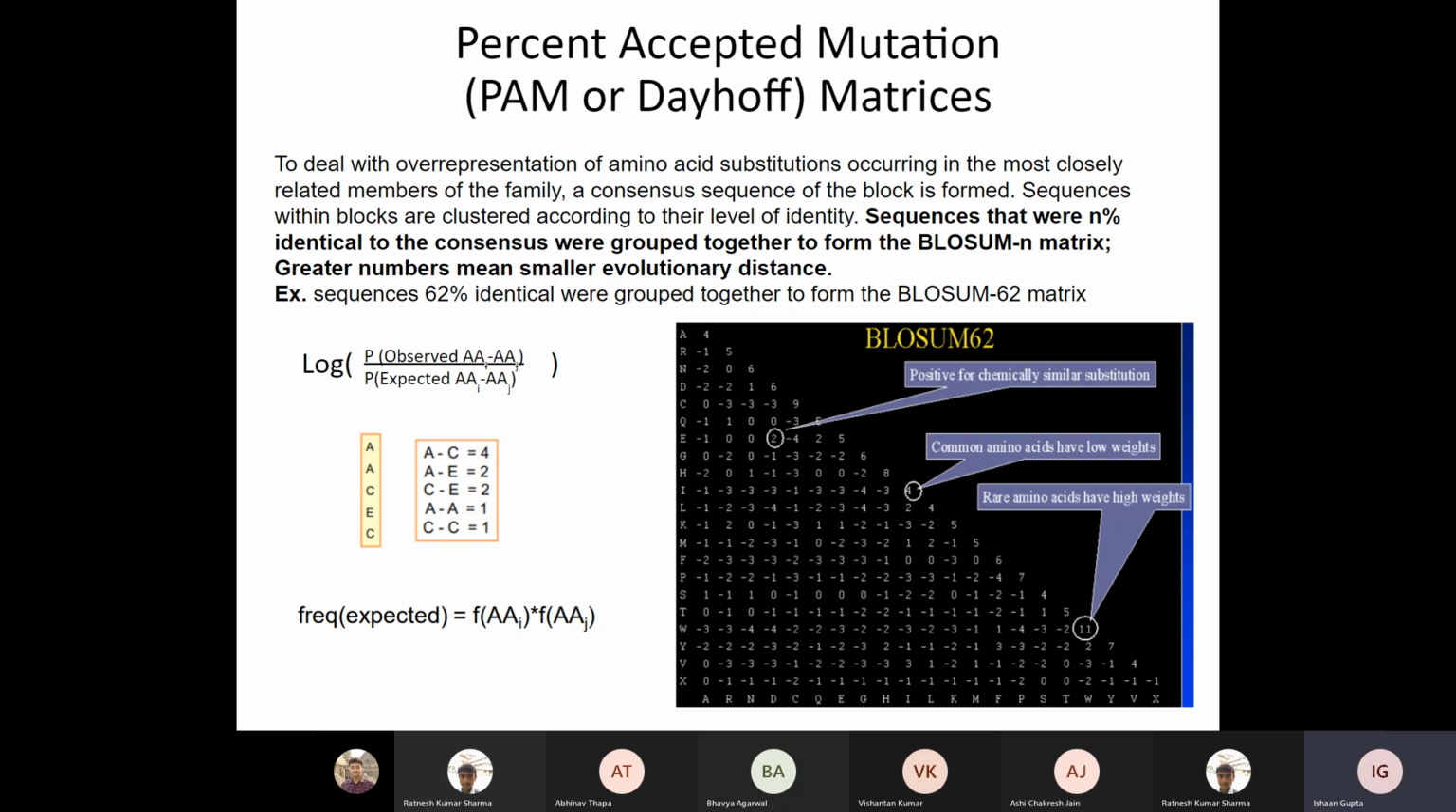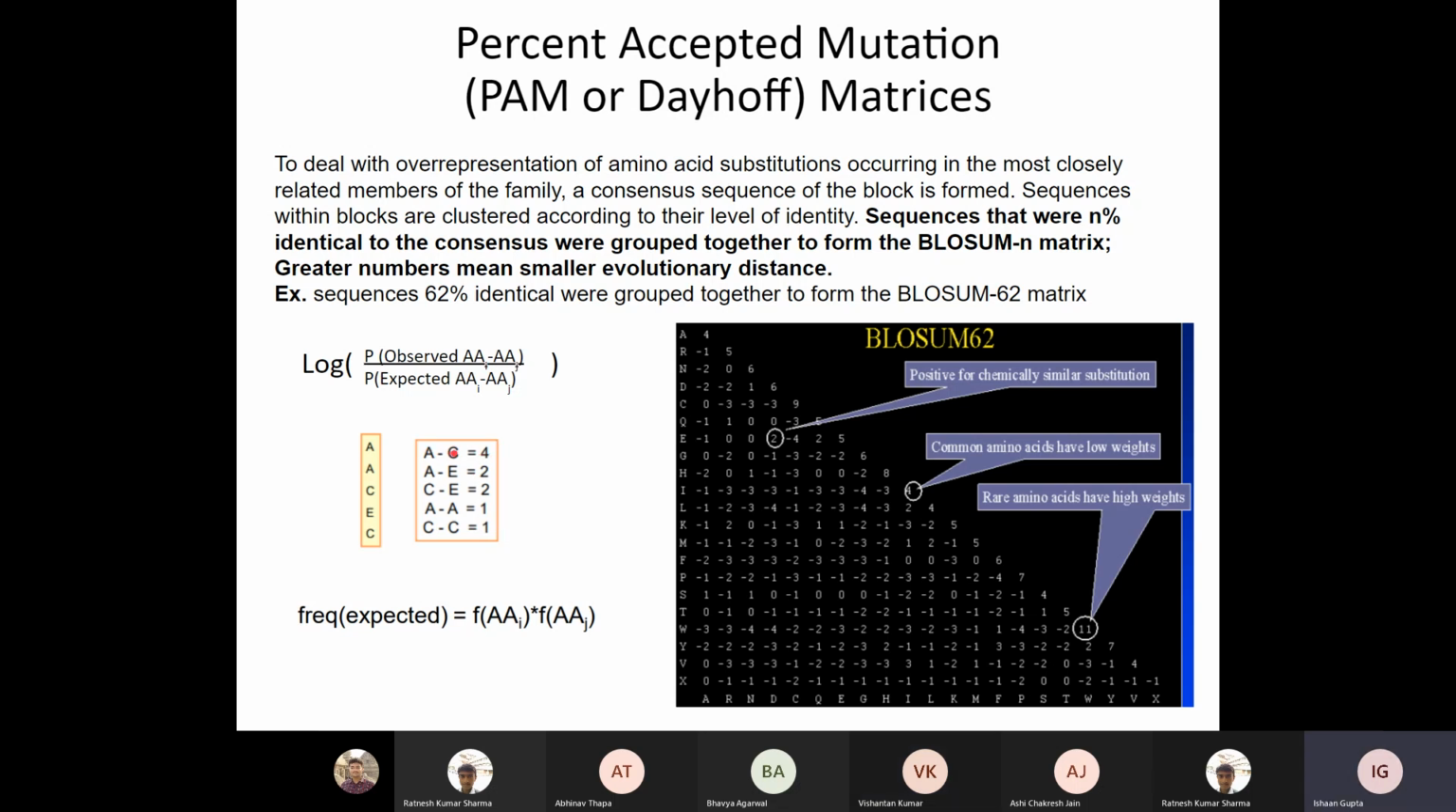So out of 5 sequences, A is appearing 2 times, and C is appearing 2 times. So if this was happening randomly, what would this expectation be? It would basically be the frequency of A_i multiplied by the frequency of A_j, right? So the frequency was 2 by 5 multiplied by 2 by 5, so 0.4 into 0.4. That's the expectation if it is happening randomly, but actually this does not happen randomly.